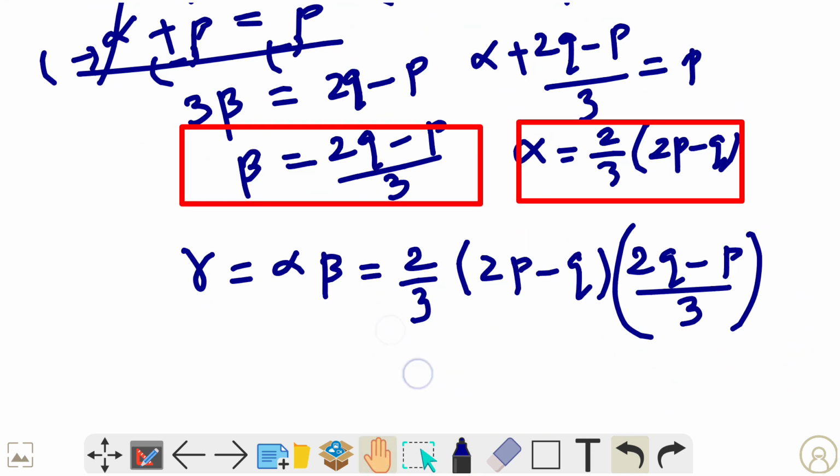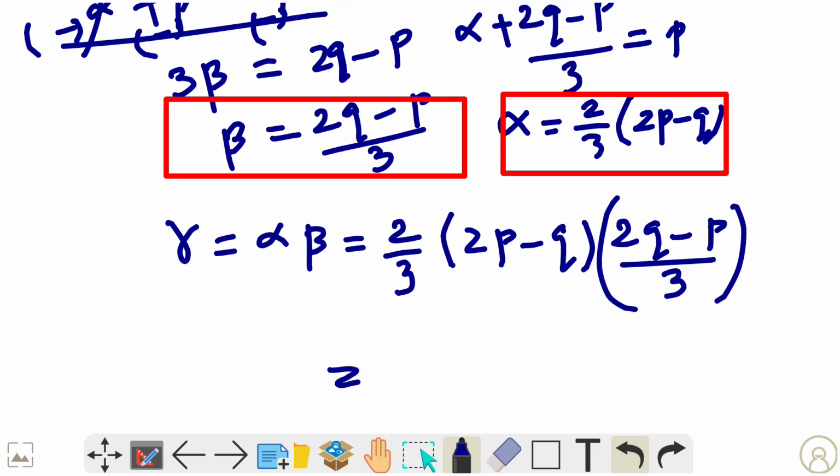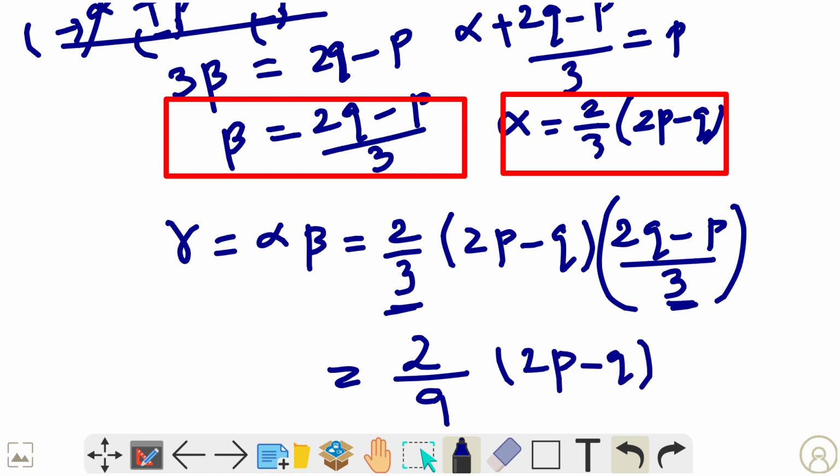We have to multiply these two. The numerator 2 does not change, but the denominator is the multiplication of 3 into 3, which is 9. The remaining factors are the same, 2p minus q and 2q minus p. So this is the value of r.